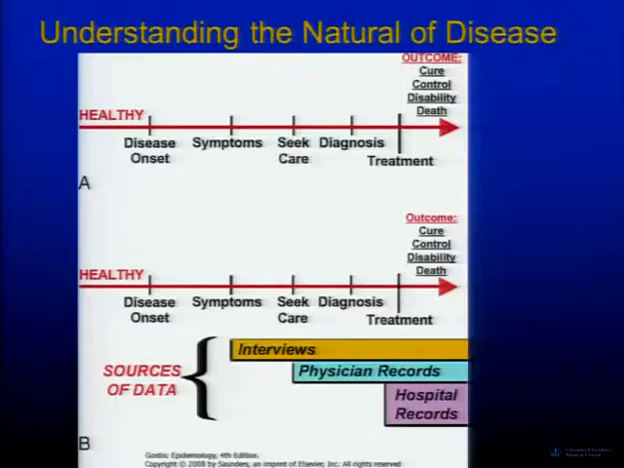So in order to measure disease, we really need to understand the natural history of the disease. We need to understand what happens from someone being healthy to then they might have the disease, but not have any symptoms. At some point they get the symptoms, some later point they might seek care, then the doctor actually figures out what's wrong, they get their diagnosis, and then they might get treatment. And there are multiple outcomes that can occur.